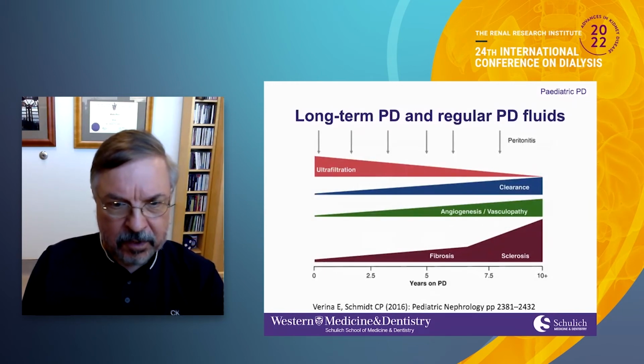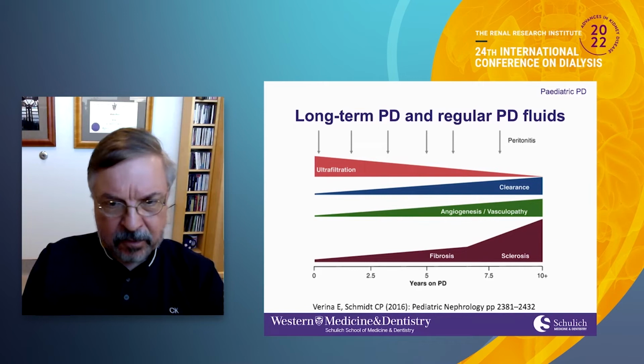So, unfortunately, with PD in children, after the latest 6 or 7 years of peritoneal dialysis, you see a significant reduction in the ultrafiltration. You see angiogenesis and vasculopathy, and even sclerosis, which has a high morbidity and mortality.